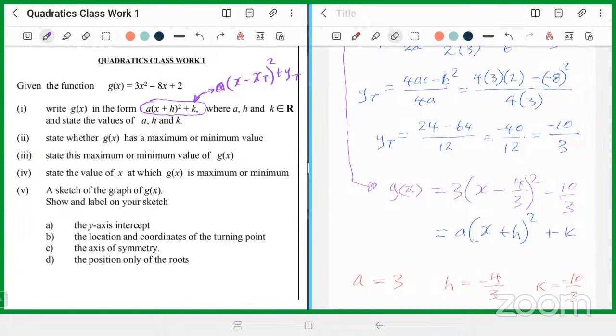But after a while, we'll practice these things a lot. You won't need to write the plus first, as I did here and here. You will just know that the H is minus 4 over 3 and the K is minus 10 over 3. All right, so we have completed the first part.